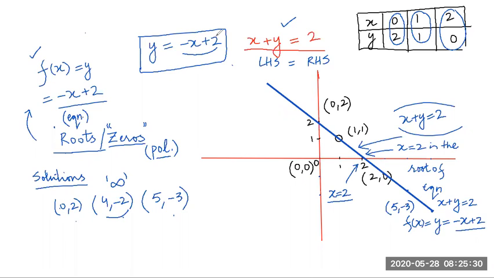Now, minus x plus 2 can be considered as a polynomial, a linear polynomial. Forget about y for one minute. Minus x plus 2 can be considered as a linear polynomial. Since it's in x, I write f of x; let's say I assume f of x is equal to y, and f of x is equal to minus x plus 2. So it becomes y is equal to minus x plus 2.